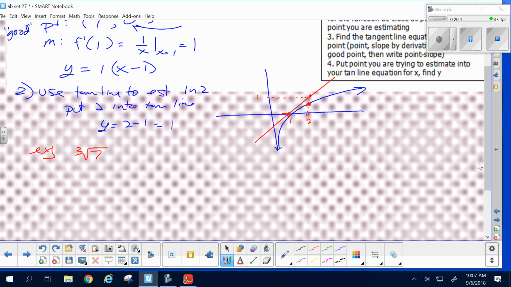First thing you're going to want to do is say what's the function. In this case, the function is the cube root of stuff. Okay? And we're trying to say what is the cube root function when you put a 7 into it. You don't want to use a tangent line at 7 because 7's not clean. So you want to find a good point that cube roots nicely near 7. So you use 8.